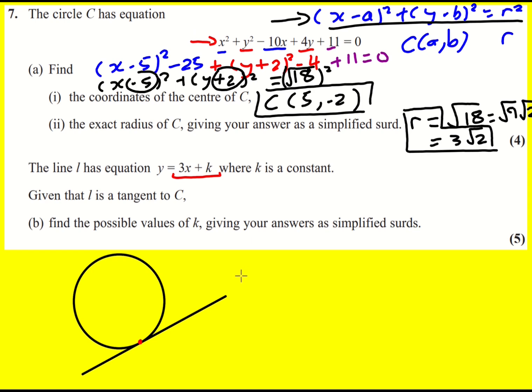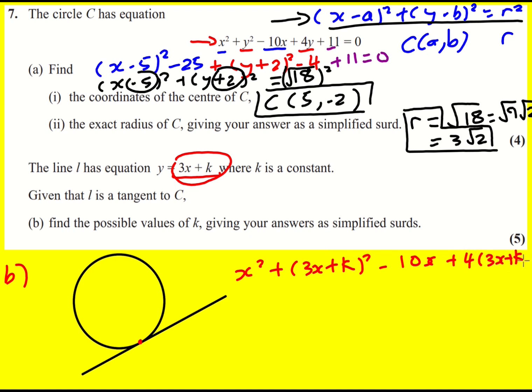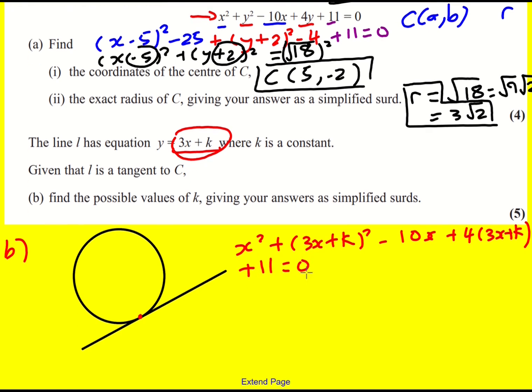Let's do this. I'm just going to replace all of my y's by 3x plus k. x squared plus (3x plus k) squared minus 10x plus 4 times (3x plus k) plus 11 is going to equal 0. Expand that out. So I've just expanded this double bracket out.